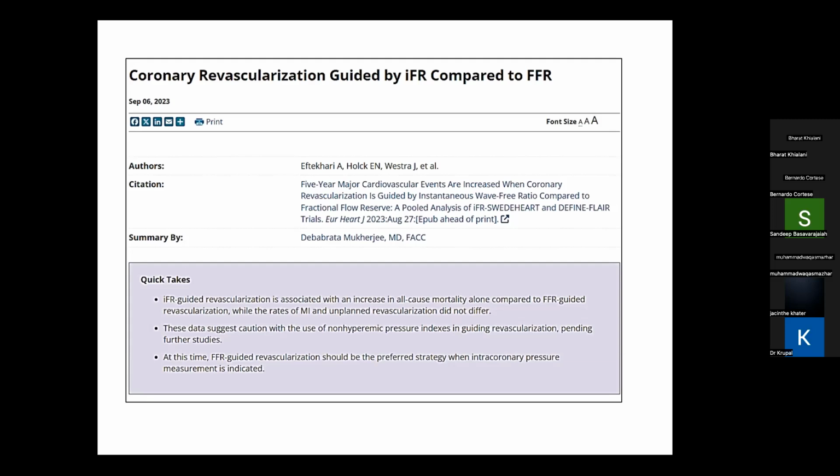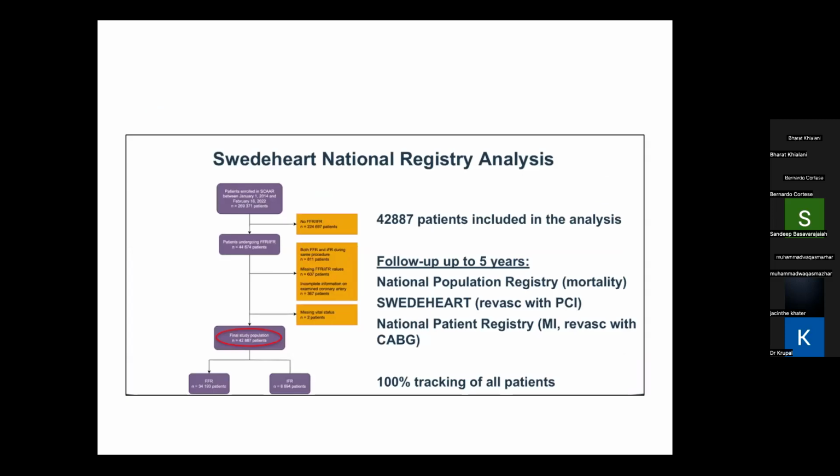To reduce this confusion, there is one more data set available from the SWEDEHEART national registry. Now this is also not published data, but it has been presented at some conferences, and it's from a registry, not a trial. It's not a 1:1 randomized trial. Here they studied 42,000 patients. It's a very high number, but most of them are in the FFR group, like 34,000 patients, and around 8,500 in the iFR group.